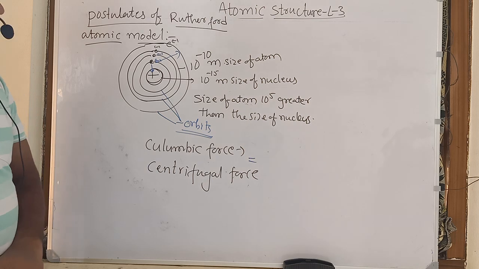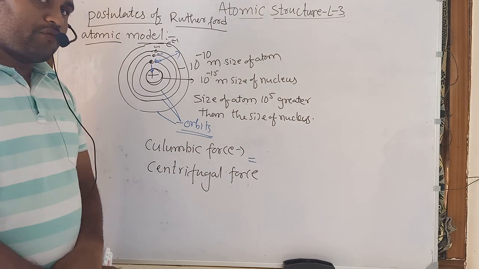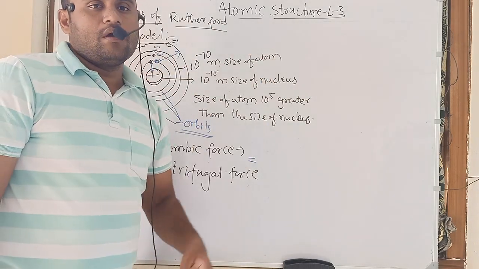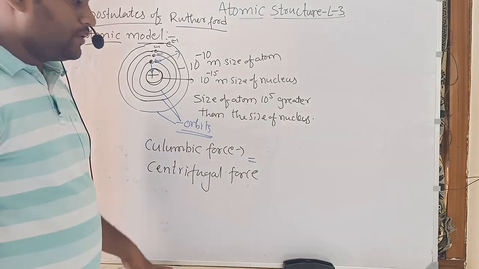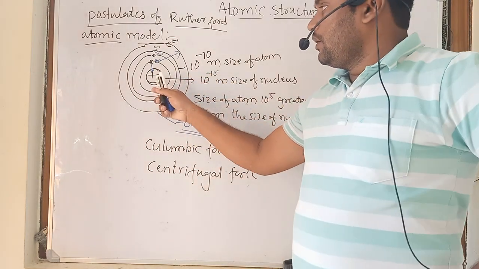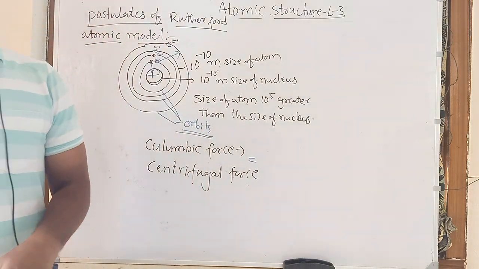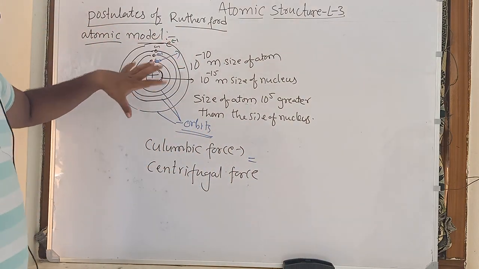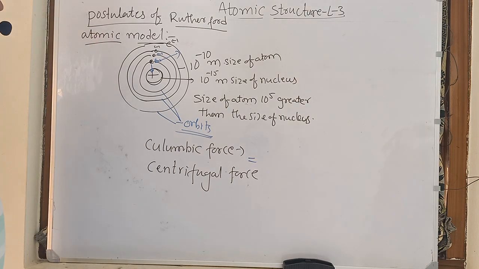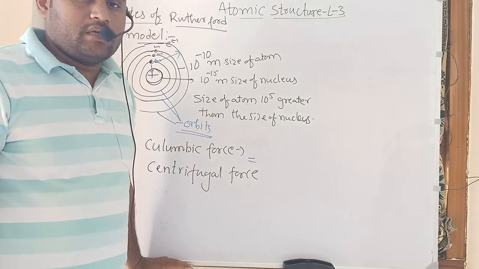Next, coming to the merits of the Rutherford atomic model. Rutherford discovered the nucleus inside the atom by doing the alpha ray scattering experiment. He discovered the nucleus inside the atom, and he gave more explanation when compared to the Thomson atomic model. But this Rutherford atomic model also has some errors.